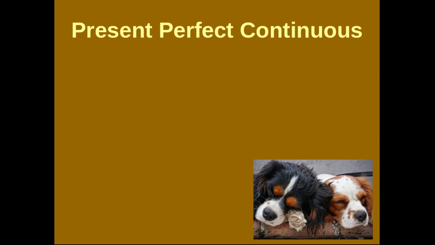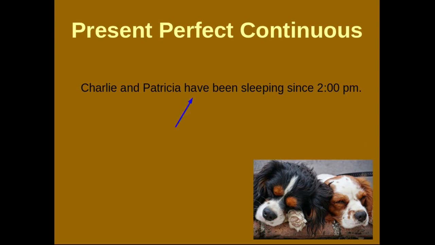Another example. Charlie and Patricia have been sleeping since 2 p.m. We use have because Charlie and Patricia is a plural subject. Been is the past participle of the verb be, and then we have sleeping, the verb that terminates in ing. Remember, they continue sleeping. They are not finished.